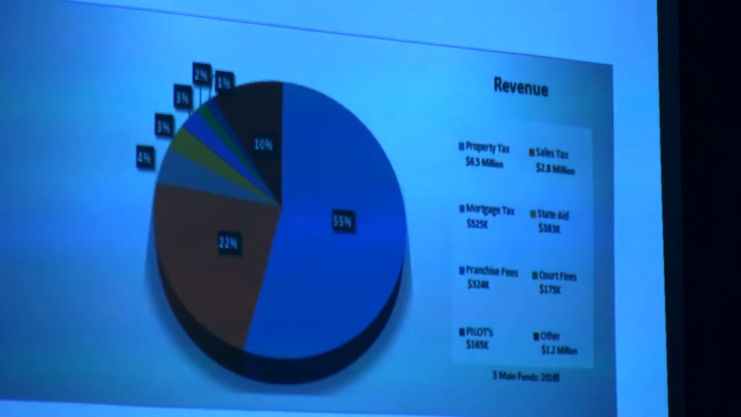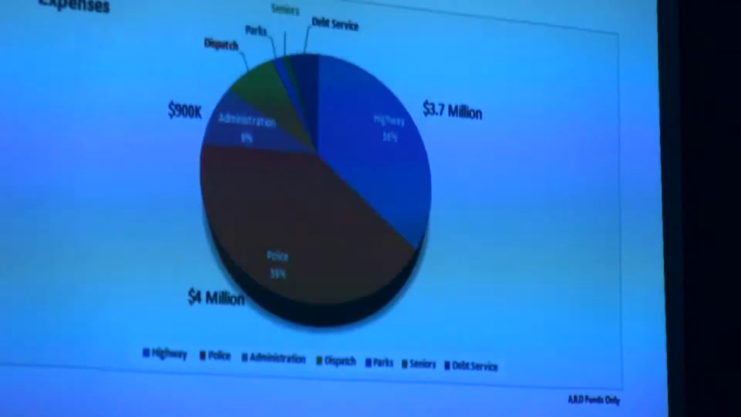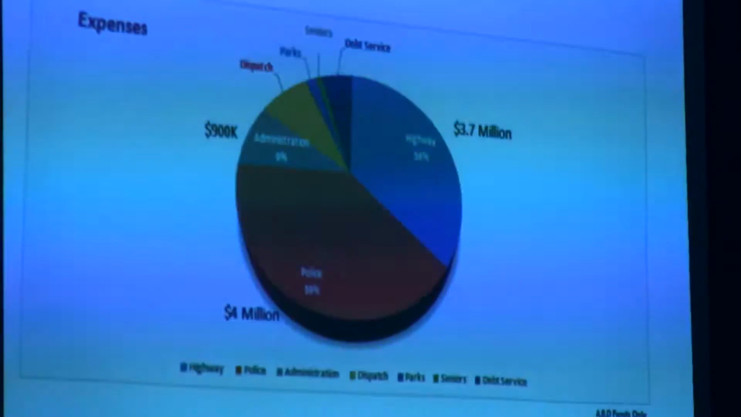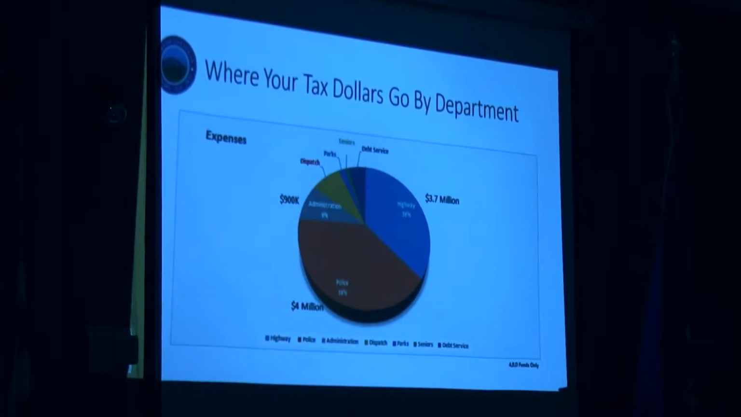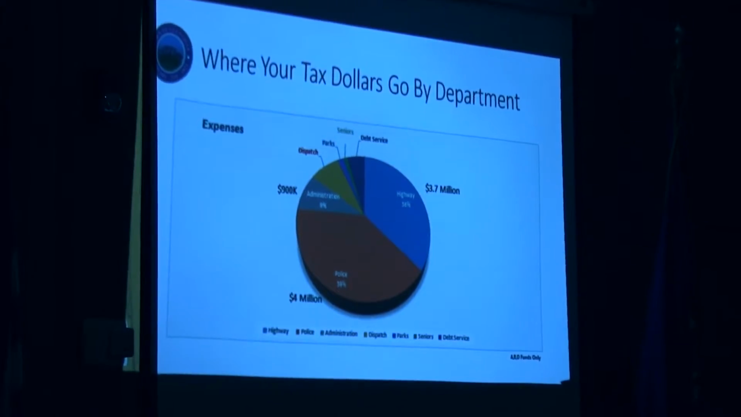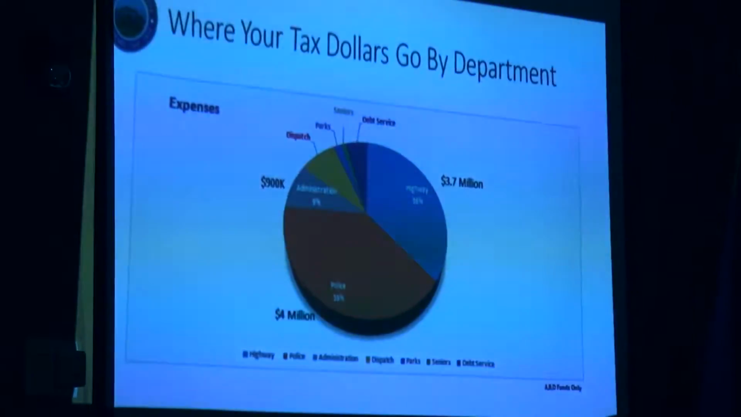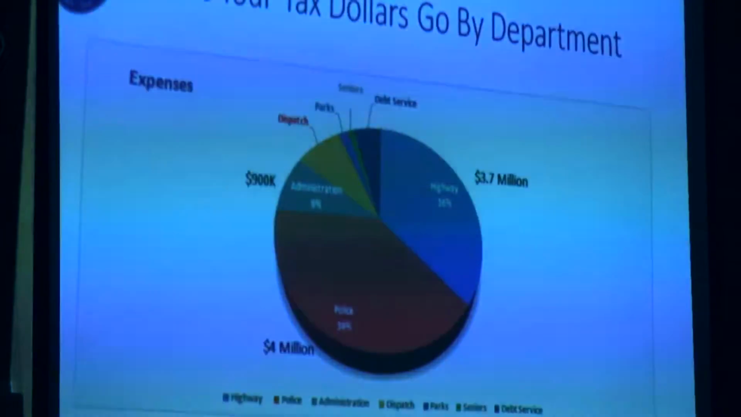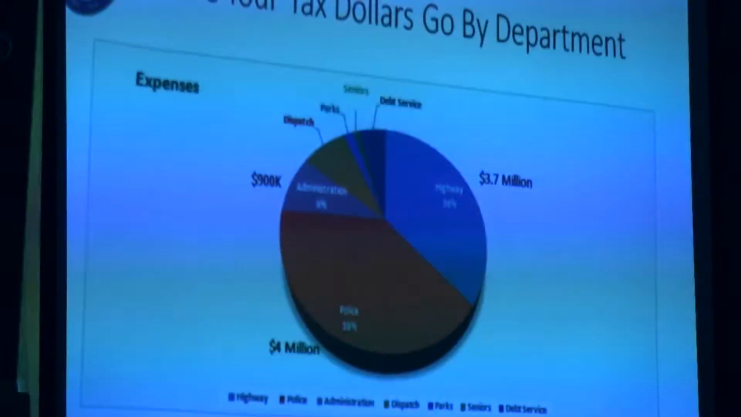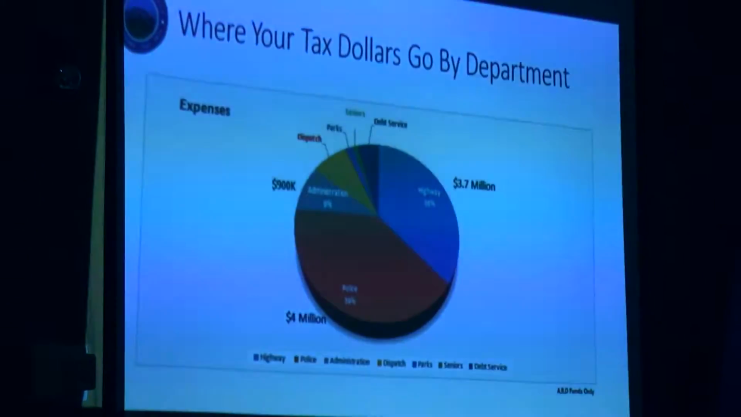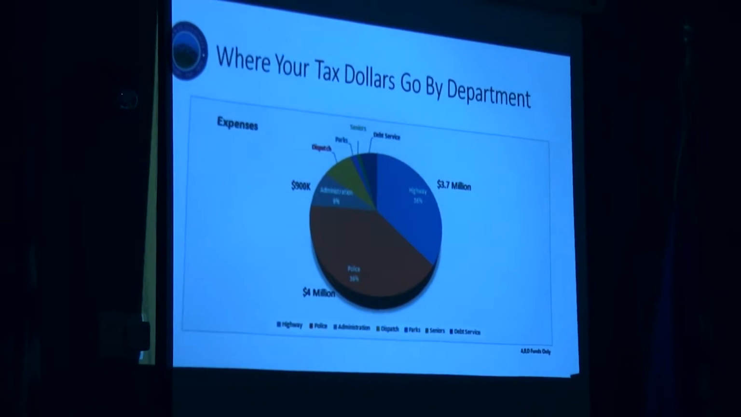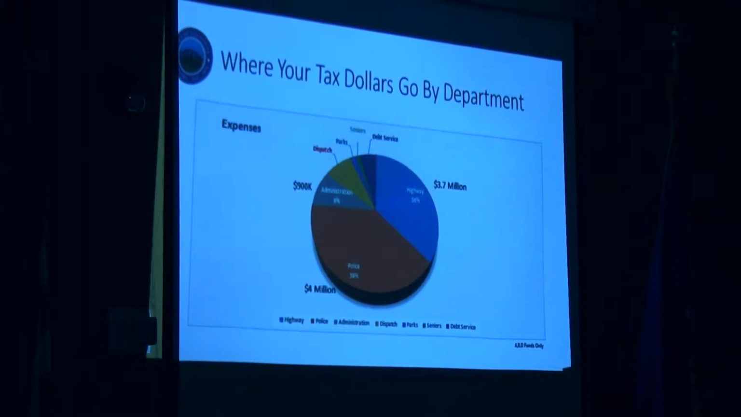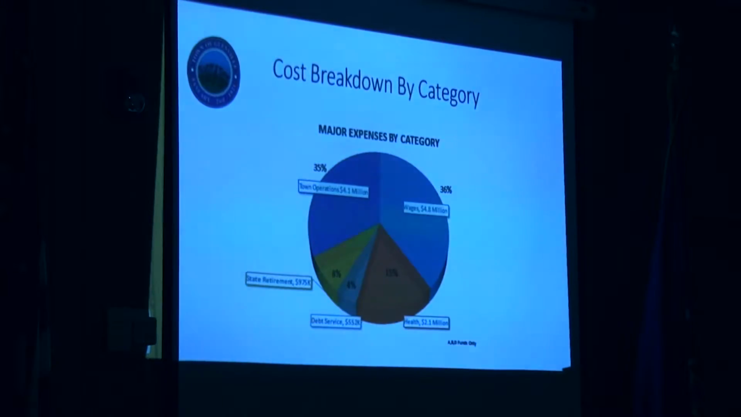What should be striking to any resident is that the majority of the budget is property taxes here in Schenectady County. We're going to get into that in a few minutes. Where your dollars go by department, it's easy to see. Highway comprises 36% of your tax dollar, 3.7 or 3.8 million, goes to highway, 4 million to the police, which is 39% of the tax revenue that comes in. 900,000 is administration, which is basically the overhead of running the town. And then we have dispatch, parks, seniors, and debt service as the other major components.